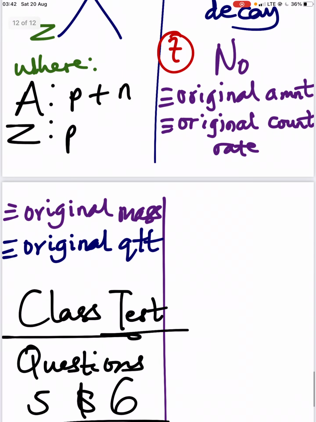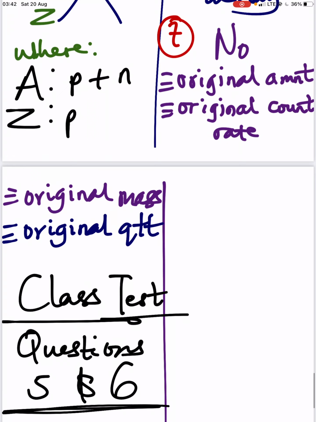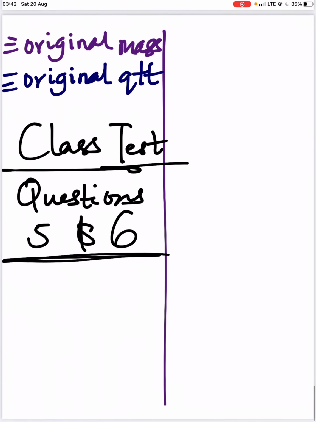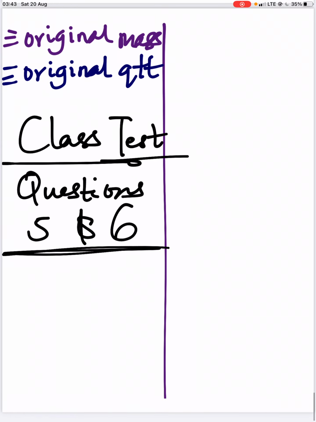N0 is the original amount or original count rate or original mass or original quantity of a radioactive isotope. So those are the few basics. We'll be able to do numbers 5 and 6. They are very simple.